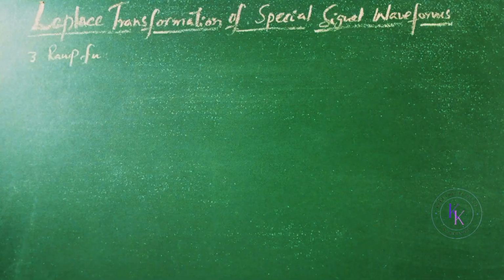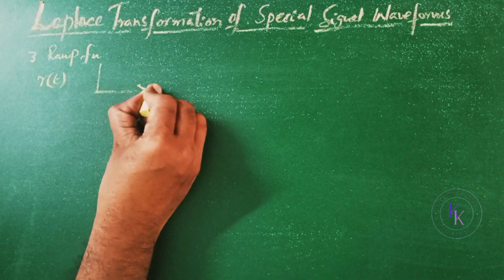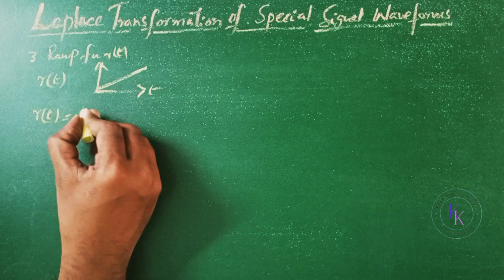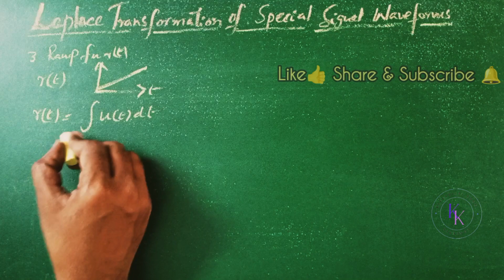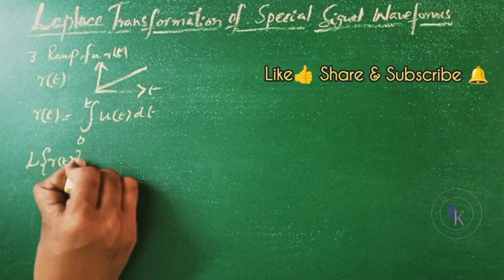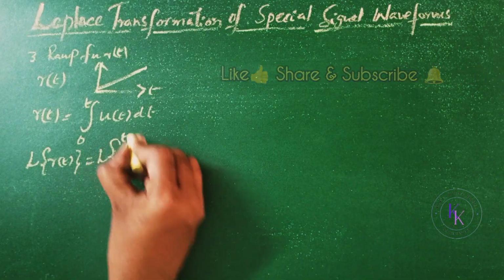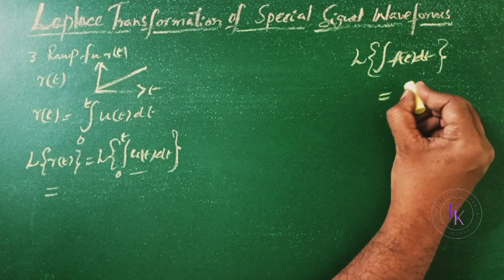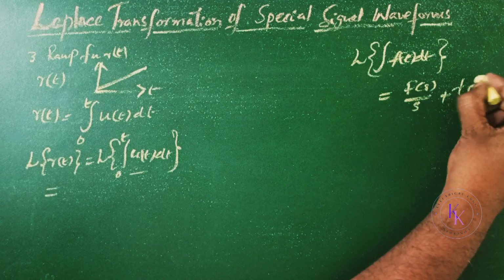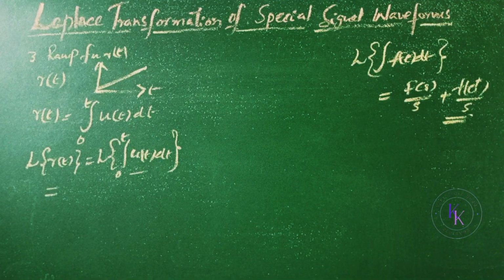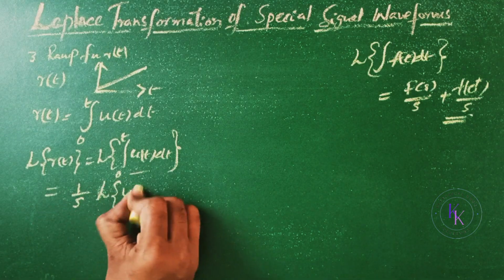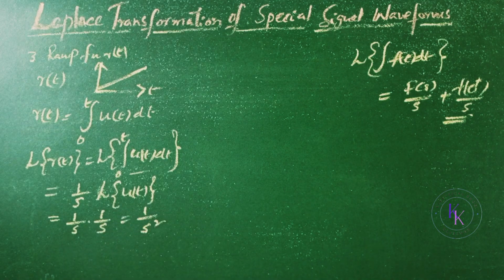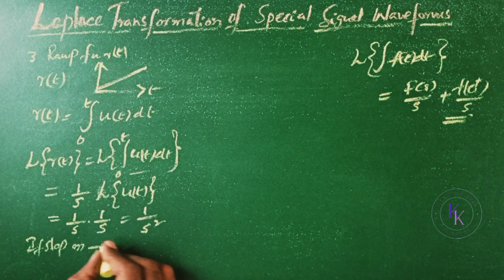Third one, ramp function. Ramp function is given by r of t. Graphically it is represented with respect to time, r of t from 0 to t, and this ramp function we are going to get by integrating the unit step function from 0 to t. Laplace transform of r of t is equal to Laplace transform of the integral from 0 to t of u of t dt. For the integration of a Laplace transformation, we have a formula: Laplace transform of the integral of f of t dt is given by F of s divided by s plus f naught divided by s. Let us neglect the initial condition, then we are going to get 1 by s of Laplace transform of u of t. Now Laplace transform of u of t, we know that it's again 1 by s, so you will be getting 1 by s square.